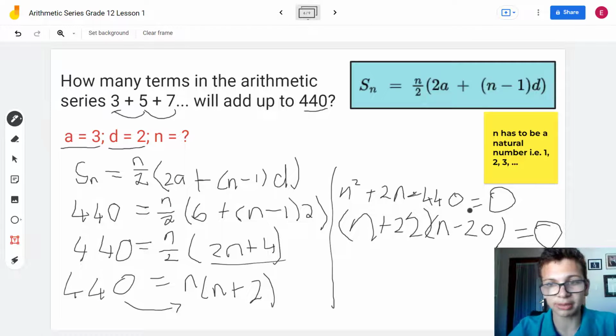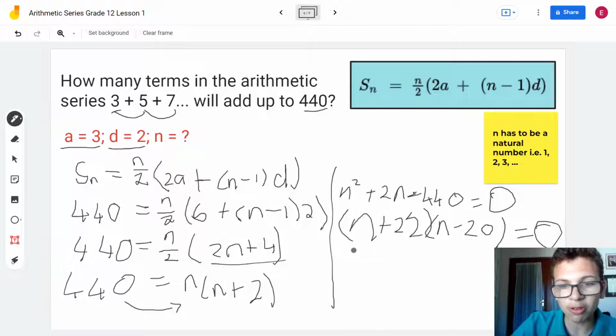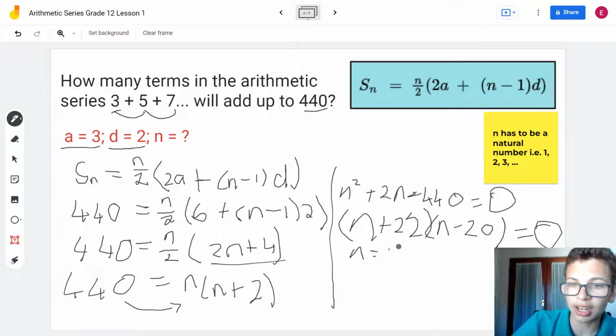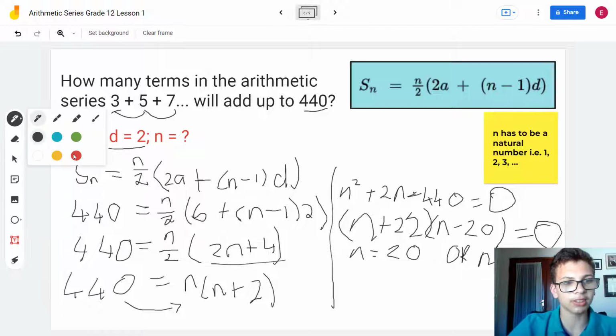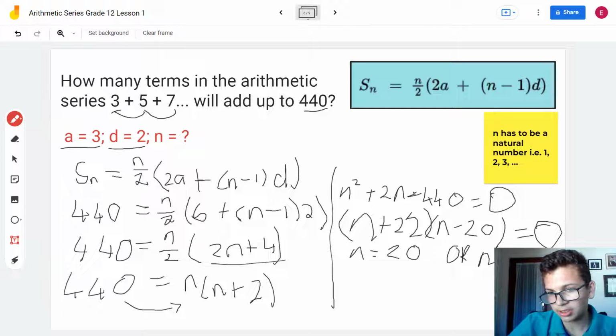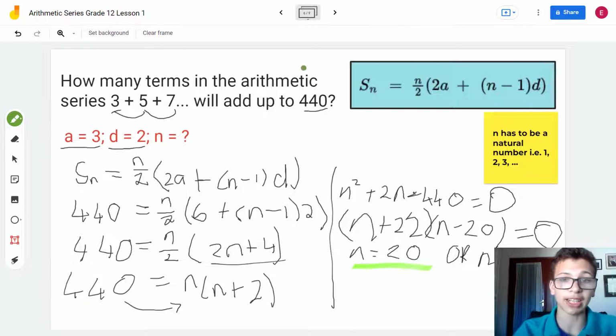Now pay attention to that yellow sticky note above. We have that n has to be a natural number, so it has to be positive. So n equals 20 or n equals negative 22. However, we can just say n equals 20 because n is not equal to negative 22, right? We still have to show that that is not an option. So n is not equal to negative 22, and so our only answer is n equals 20. Okay, and that's how you do this question. How many terms? 20 terms add up to 440.